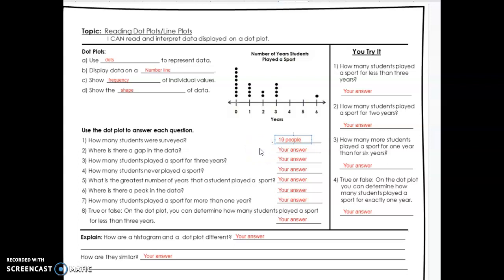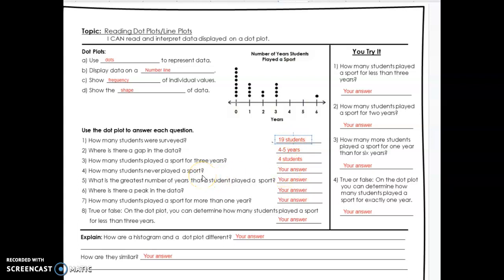Where is there a gap in the data? So a gap means that there's nothing there. So the gap in this case is right here. How many students played a sport for 3 years? So I go over to 3 years and we look and there's 1, 2, 3, 4. I guess for this one I could have put students instead of people, but same thing.